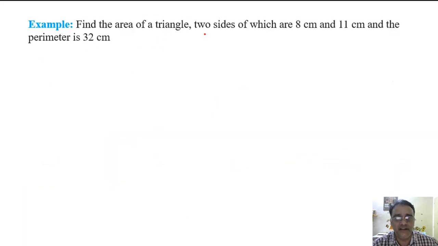Find the area of a triangle, two sides of which are 8 centimeter and 11 centimeter, and the perimeter is given as 32 centimeter. But for calculating the area of a triangle, we require 3 sides. So how will you get the third side?